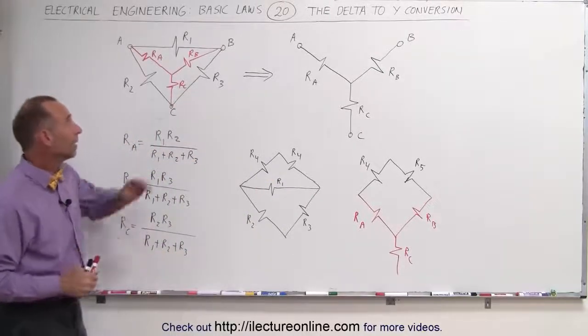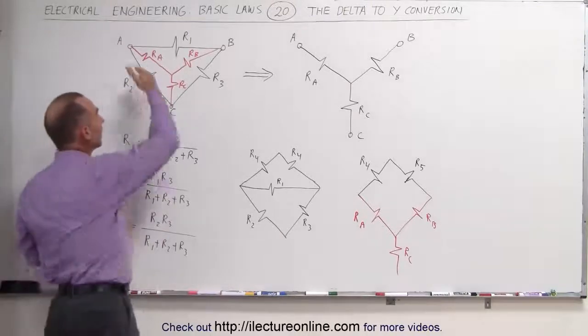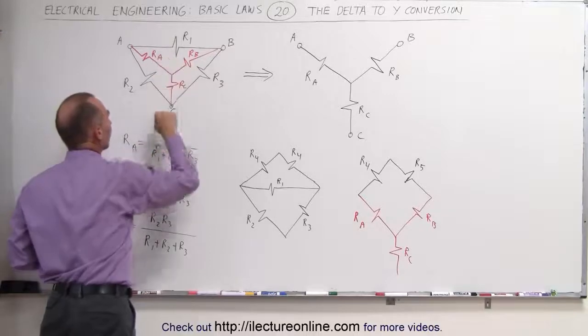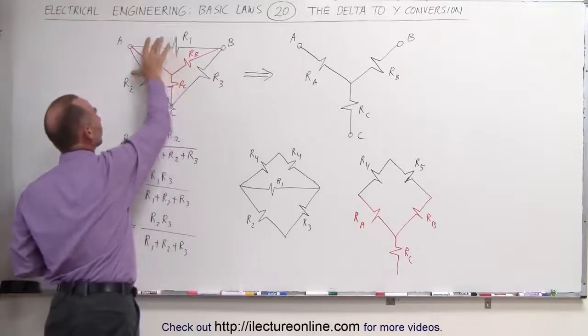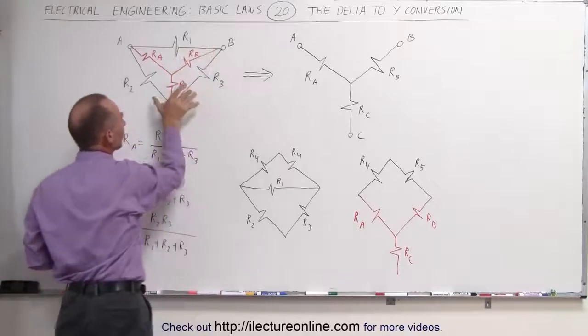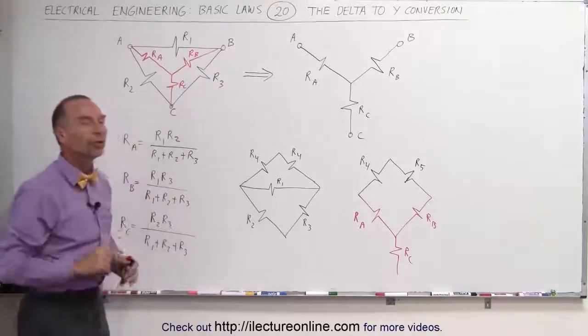So again, find your delta, draw within it the Y, label the Y resistors, and then notice that this resistor is between those two, this resistor is between those two, and this resistor is between those two, and that's how we derive the three equations to convert from one to the other.